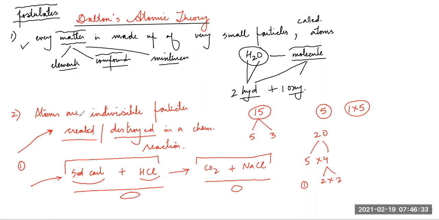So, this postulate is really justifying the law of conservation of mass, because atoms cannot be created, they cannot be destroyed during a chemical reaction. So we can say that the mass balance is there. The mass of reactants is equal to the mass of products, right? This is the second postulate of Dalton. Let's go ahead. Let's discuss the third postulate.